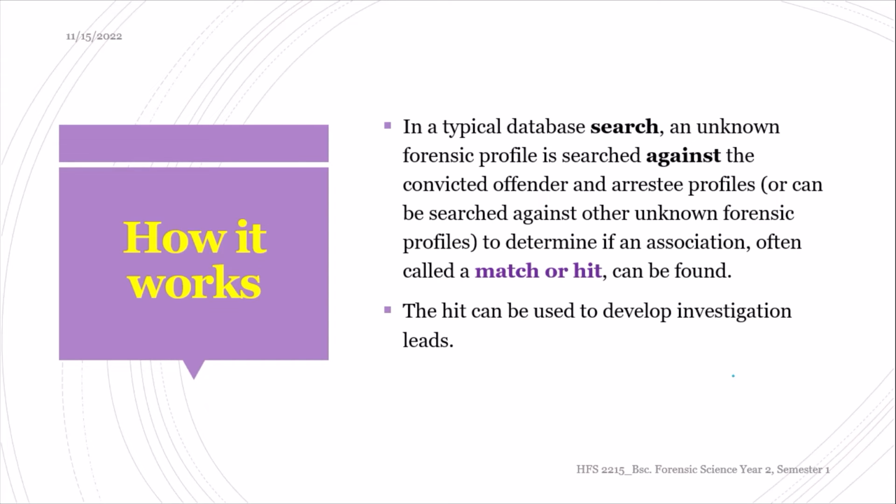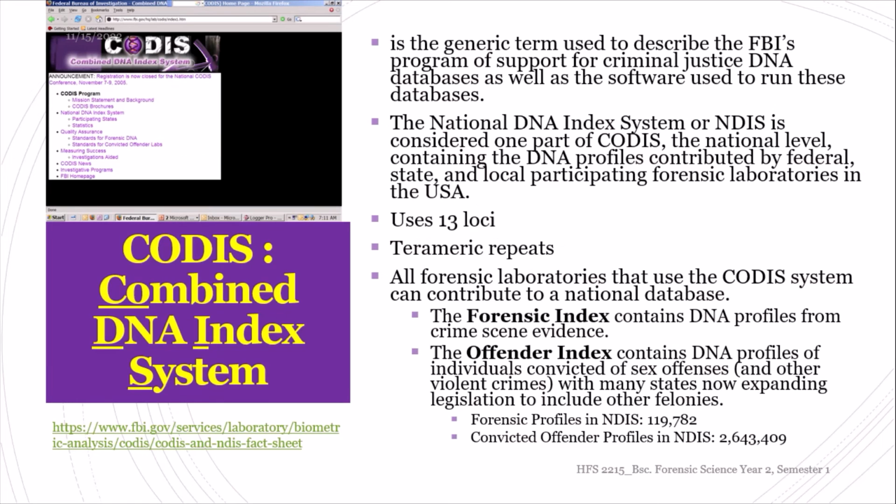So typically, once you have had the three profiles, this is how you do a typical search. You have your unknown forensic profile that you have obtained, and you search against the convicted offender and arrestee profiles, or among the unknown, or among the missing or unidentified individuals, and then determine if there is any association, what we call a hit or a match. And from there, you get investigative leads, positive or negative, to be able to proceed with your investigation.